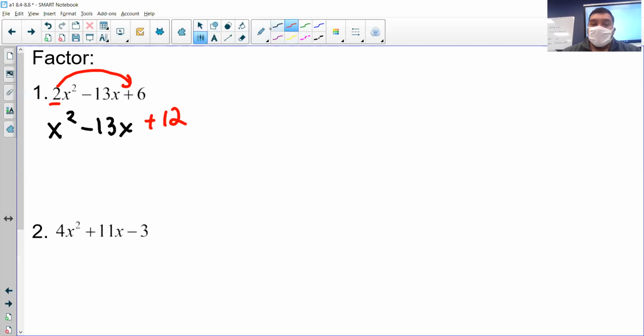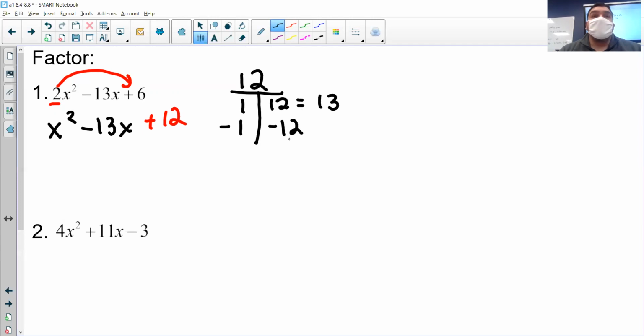How do you figure out the numbers? You do 1 and 12. Oh, it's a negative. So we need to multiply to my new c, which is 12, and add to negative 13. Now, I heard 1 and 12, but 1 plus 12 gives you positive 13. All right. So we're gonna have to do the negatives. So negative 1 and negative 12, because double negatives still multiply to positive, but they add to negative 13, which is our goal.